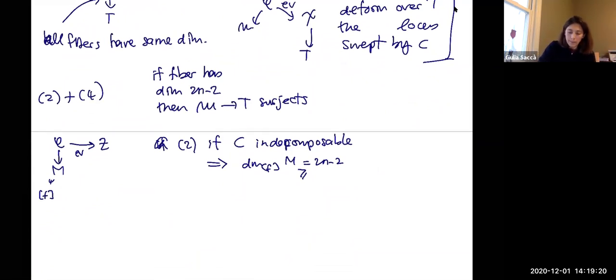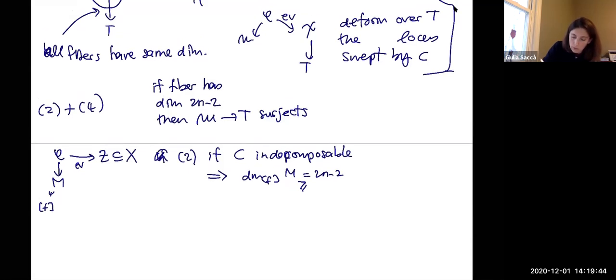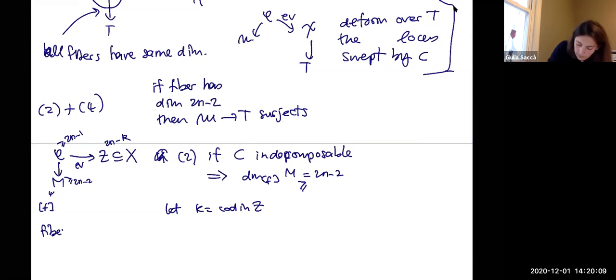Okay, so we have this component containing our F, and it has dimension greater or equal to 2n minus 2, and we want to show that it's equal to 2n minus 2. We look at the evaluation map, and we call the image Z, and we let K be the codimension of Z. So this has dimension 2n minus k. And this has dimension greater or equal to 2n minus 1, and we want to show equality there. And so this shows that the general fiber of the evaluation map has dimension greater or equal to k minus 1.